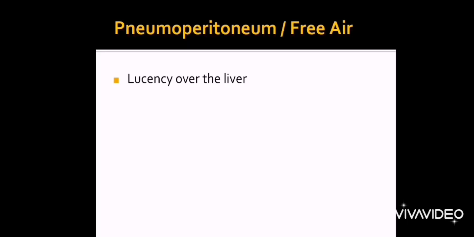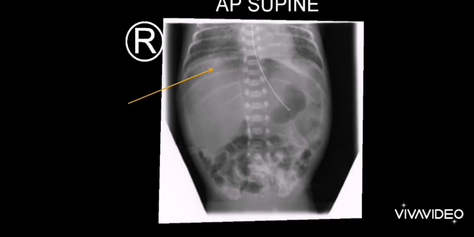Okay, lucency over the liver is another sign of pneumoperitoneum. Again, think back to X-rays that you've seen before. Normally we expect the liver to look quite dense and quite white, and it sits to the right just below the diaphragm, or when you're looking at the X-ray it's on the left, but that's obviously the baby's right. So let's look at what it would look like if we're seeing some lucency over it.